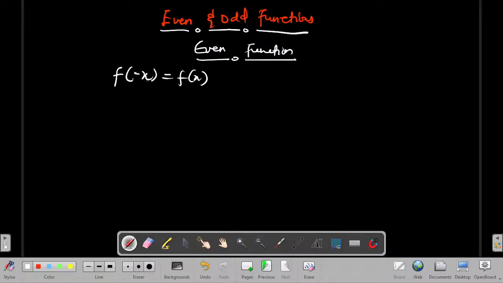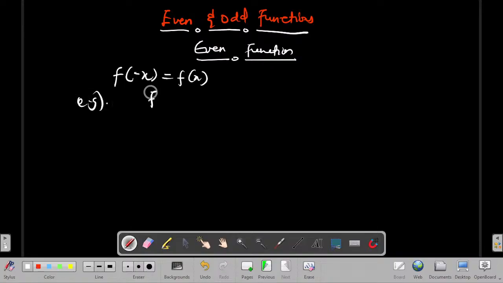So it's symmetrical about the y-axis. You get to know that. A function is an even function when f of x is equal to f of negative x. That means that no matter the sign of the input, it comes out as what? Positive. Examples.